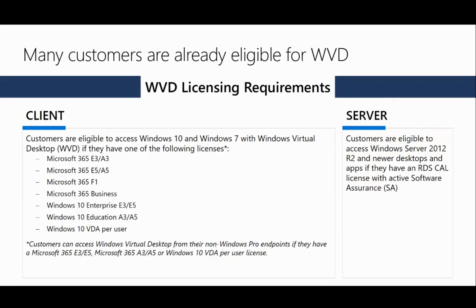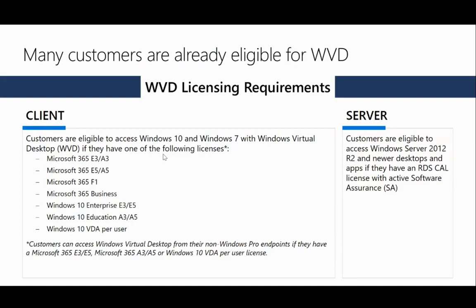Okay, which means that if the customer is using M365 E3 or A3, M365 E5, A5, M365 F1, M365 Business, or Windows 10 Enterprise, Windows for Education, or Windows 10 VDA per user CAL, they are already eligible for using Windows Virtual Desktop. No need of buying any additional licenses for Windows Virtual Desktop for a client OS. But remember, this is only for client OS.